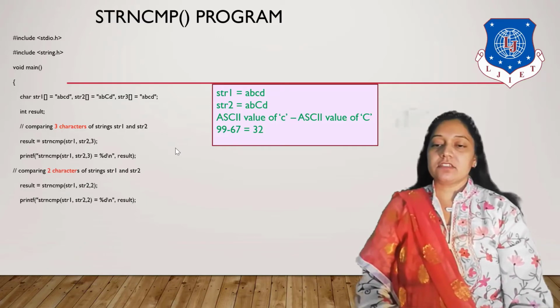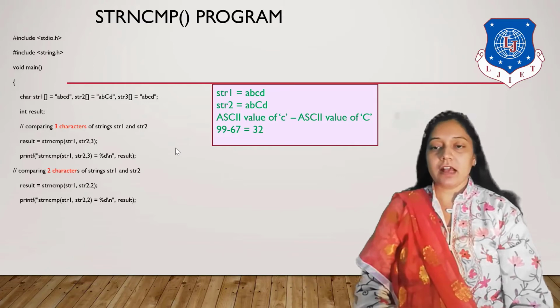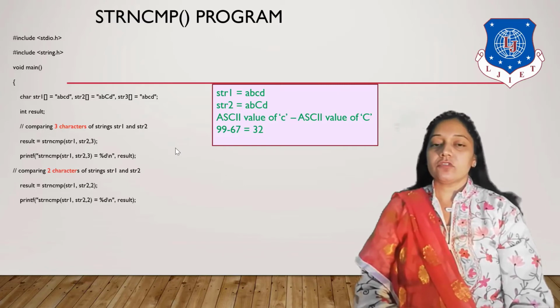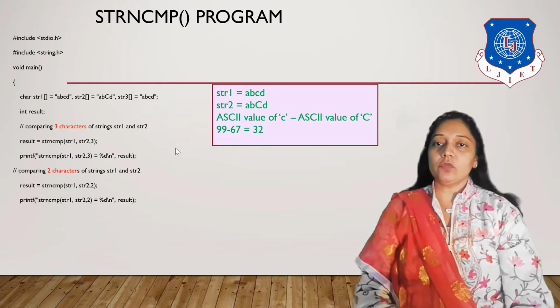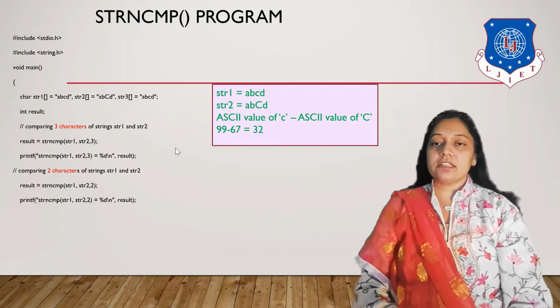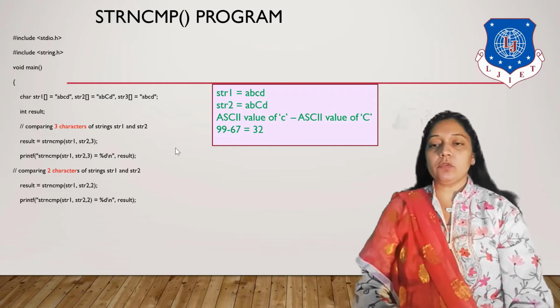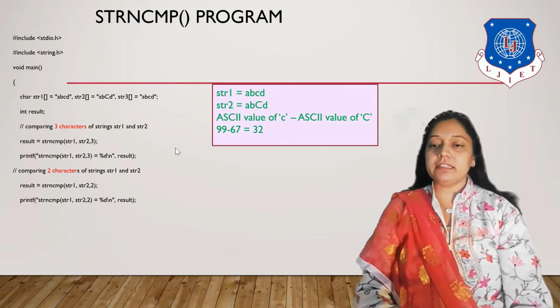Now, in the next strncmp function, I am passing again str1, str2, but this time the value of n is equal to 2. So it will only compare the first two characters of both the strings. In this case, the first two characters are ab, which is exactly the same, so the result would be equal to 0. Though there is a difference in the third character, since we have taken n equal to 2, it will only compare the first two characters of both the strings and accordingly return the result.